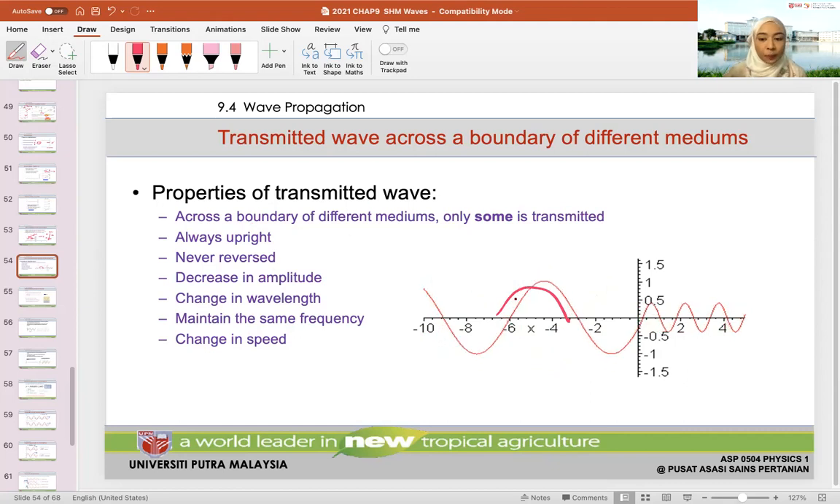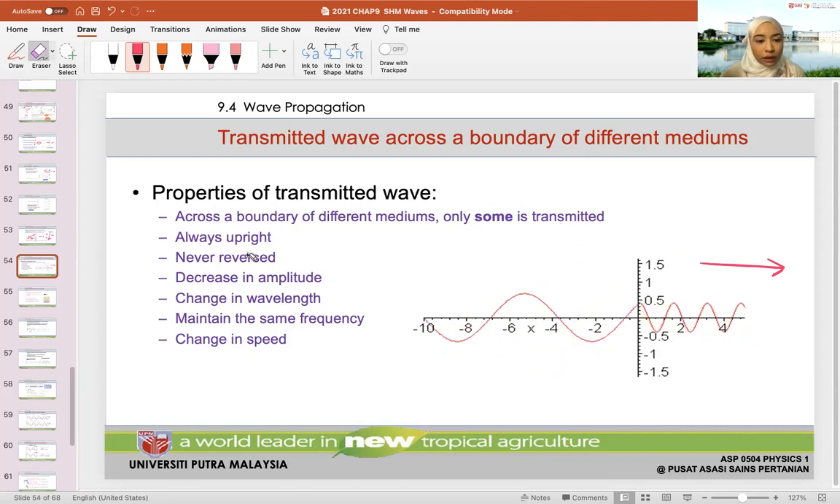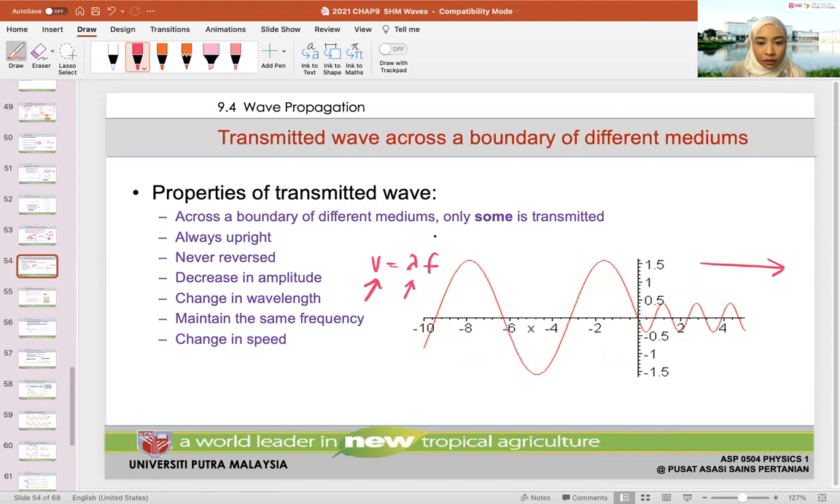It is never reversed. Meaning to say that if your pulse was moving to the right, therefore in the new medium, it will also travel to the right. It's not going to travel to the left. So your motion is this way. Your motion in the second medium is also to the right. It is not reversed. Okay, so there is a decrease in amplitude because only some is transmitted. Part of it can be reflected. And there is a change in wavelength. However, it maintains the same frequency. So for your V equals lambda F, it changes wavelength and it changes speed, but your frequency is the same. This is for transmission, the transmitted wave.